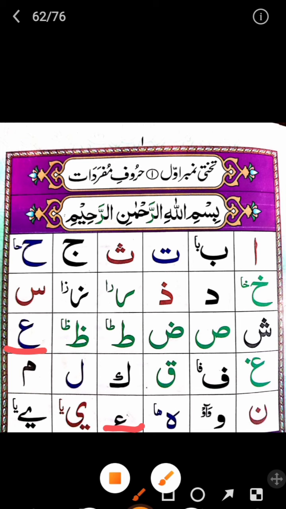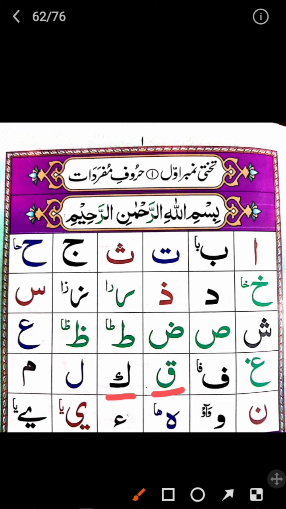Next two letters are very important. They are qaf and kaf. So, qaf is a heavy letter and it is pronounced with a full mouth, while kaf is pronounced unheavily. It's an empty mouth letter. It's pronounced with an empty mouth.